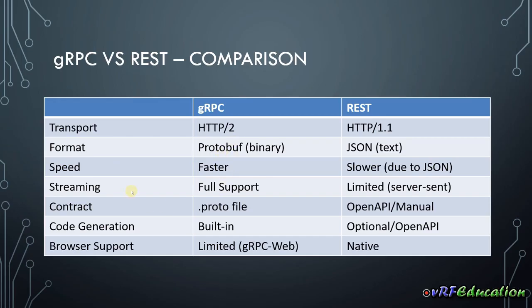And also, streaming. gRPC is developed for streaming. It supports one-way and two-way streaming, and in REST we have limited support for streaming, and it's also not widely used. Most of the time we use it as a web API, calling from client to server and getting some response from the server.